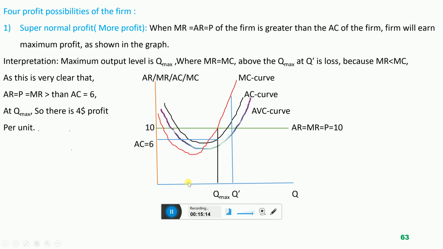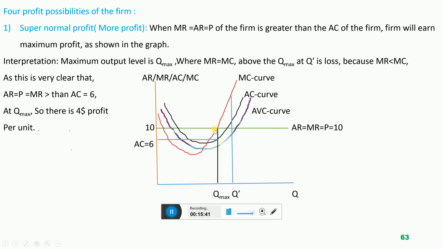This is 25 units at this point. So marginal cost is somewhere $4, but marginal revenue is $10. So marginal revenue is more than marginal cost. When the marginal revenue is more than marginal cost, why are you stopping production? You have to increase output, from here to here.